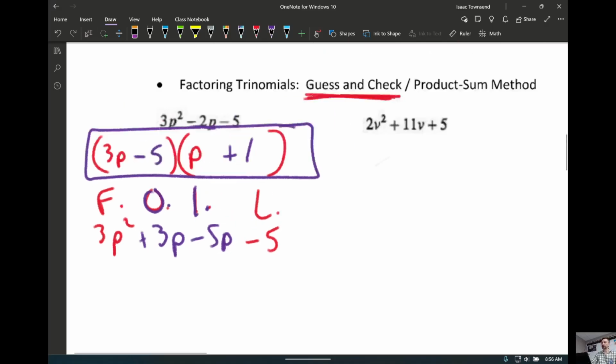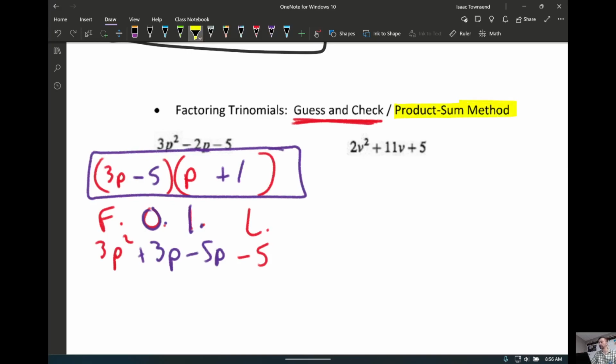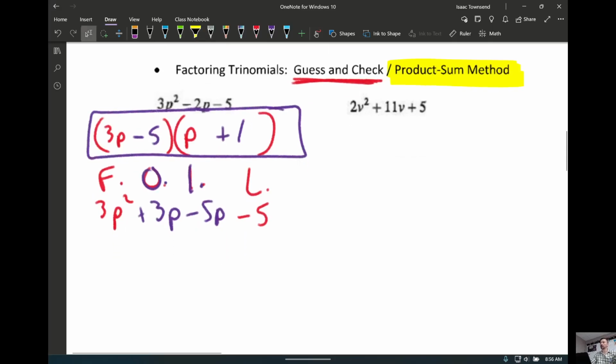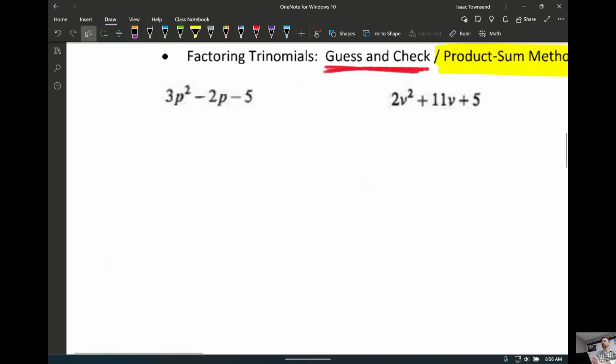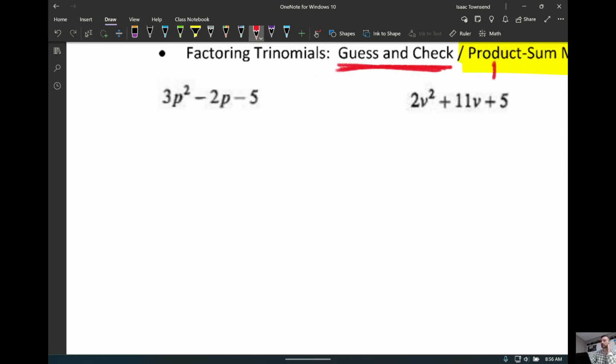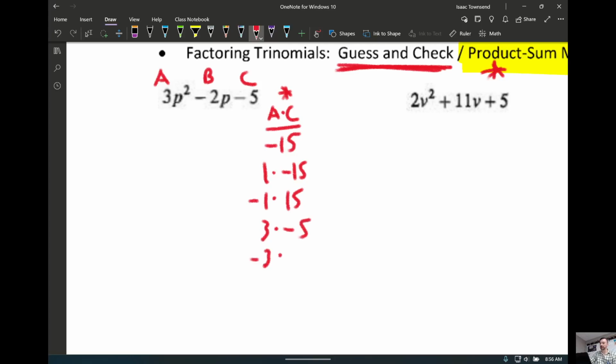So the backup plan is the one method that I'm going to show you. Again, you can choose whether to use it or not after we do these three questions. It's called the product sum method. I'm going to erase this just to give myself some space here. The product sum method, product means multiply. And we have to come up with two numbers that multiply to A times C, where A, B, and C are the same A, B, and C from the quadratic formula. So A times C in this question is negative 15. I can think of a lot of stuff that multiplies to negative 15: 1 and negative 15, negative 1 and 15, 3 and negative 5, negative 3 and positive 5.